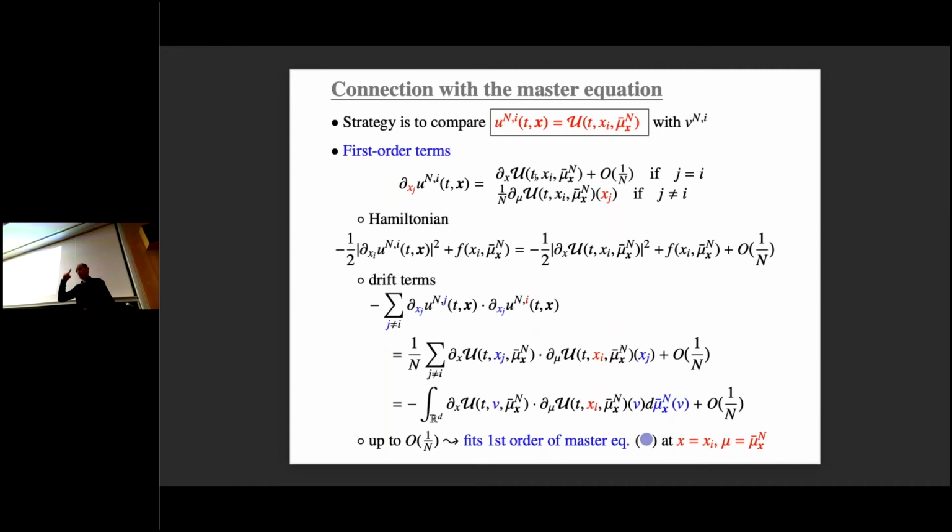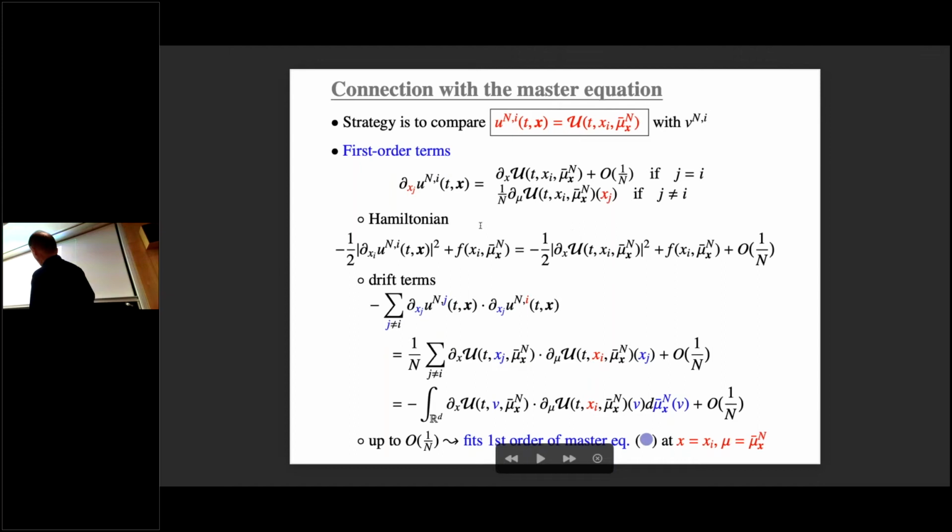But you have to keep in mind that for sure, if i is fixed, you have capital N minus 1 j's, which are not equal to i. So you have n minus 1 terms, and all of them are of order 1 over n. So the macroscopic contribution will be very important.